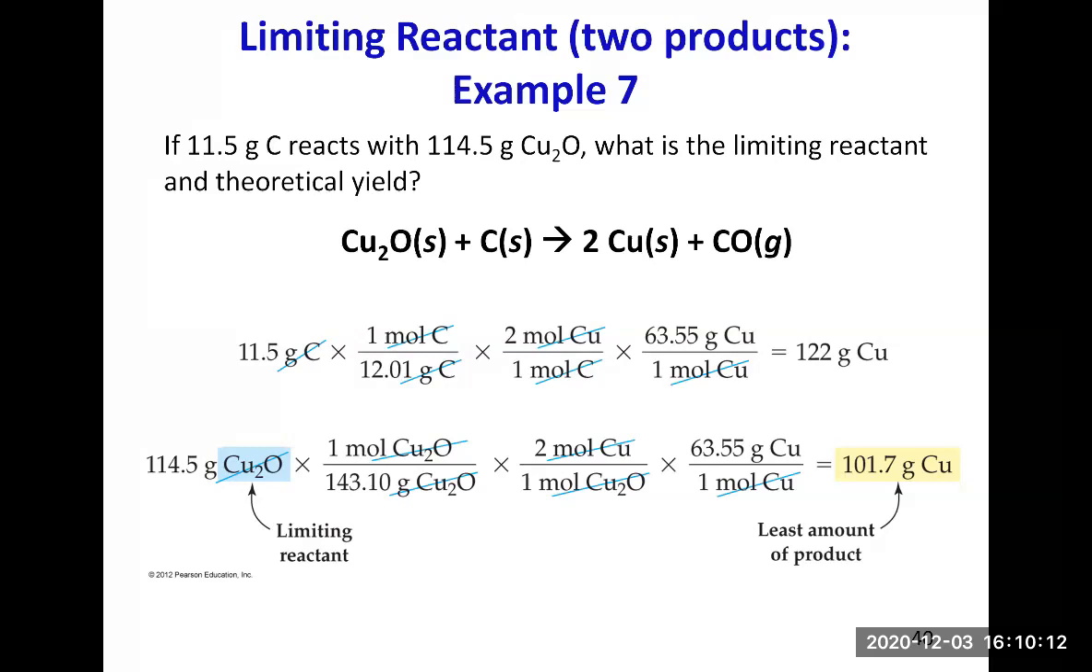So if you compare the two amounts of product made, you can see that the least amount of product is 101.7 grams of copper from the copper 1 oxide. So then the Cu2O is the limiting reactant. It's not the carbon, even though there's a much smaller mass of carbon. So the limiting reactant is the copper 1 oxide, and the theoretical yield is 101.7 grams of copper. That's the amount of product that theoretically you should be able to make.